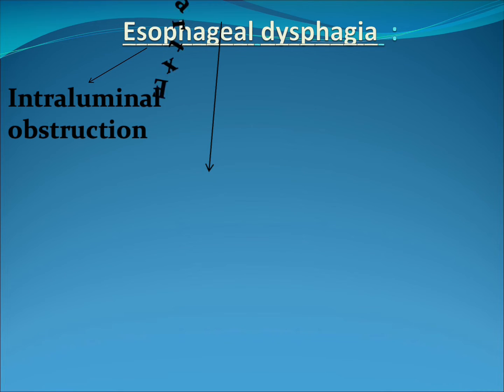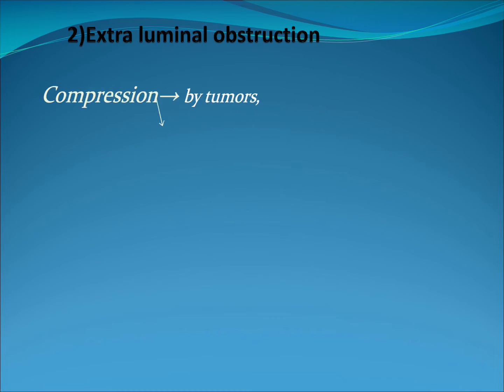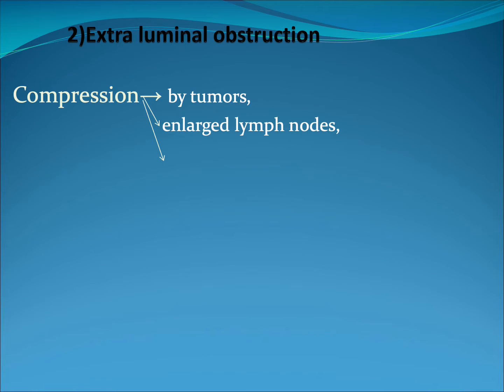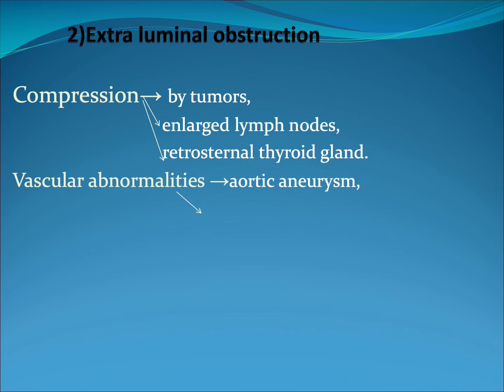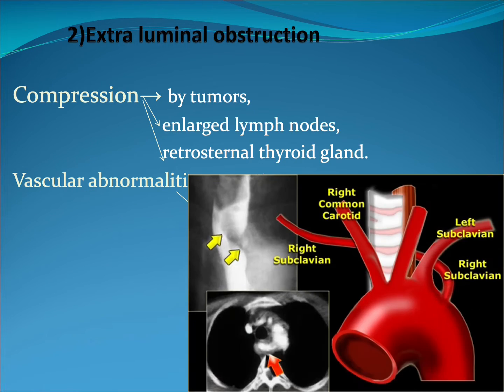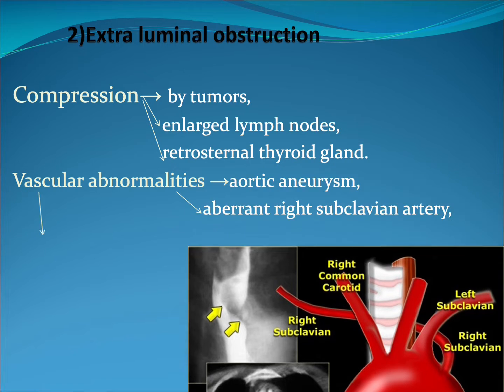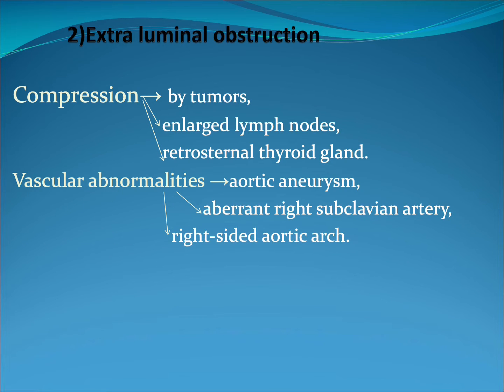We can also think about the extraluminal obstruction. So this means that there's something compressing the esophagus from outside. So it could be a lymph node, could be tumors, mediastinal masses, could be retrosternal goiter, also could be an aneurysm or an aberrant right subclavian artery causing like a ring, causing compression on the esophagus. And this is an aberrant right subclavian artery. It could be a right-sided aortic arch. So all these structures are compressing the lumen of the esophagus from outside.